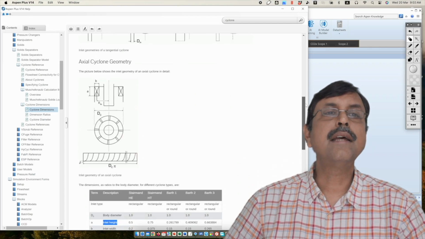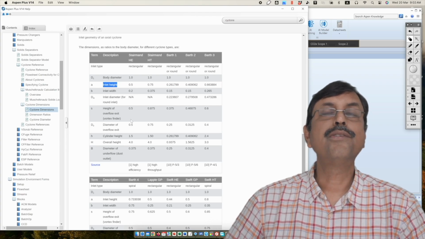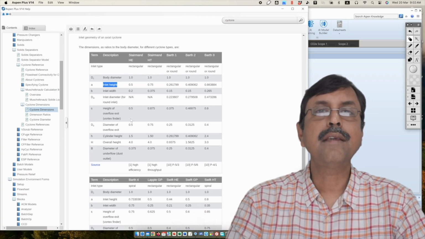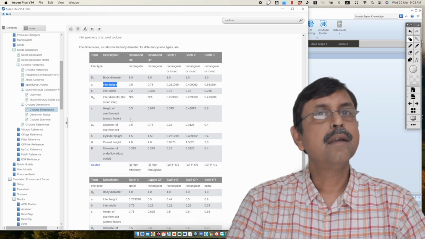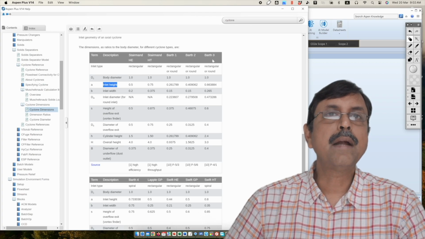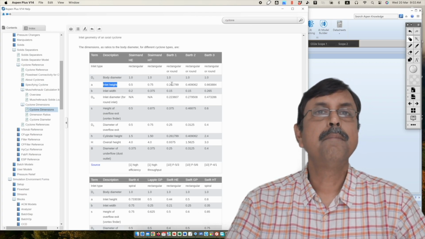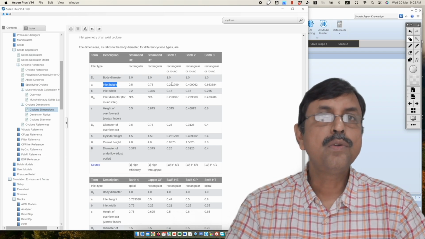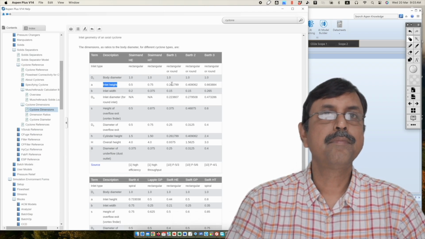Similarly, all other ratios are given. So the moment you choose Stairmand HE, all those ratios are automatically taken by Aspen Plus. If you choose something else, Barth 1, Barth 2, etc., then accordingly the ratios are taken and you do not have to provide any value separately. Right?